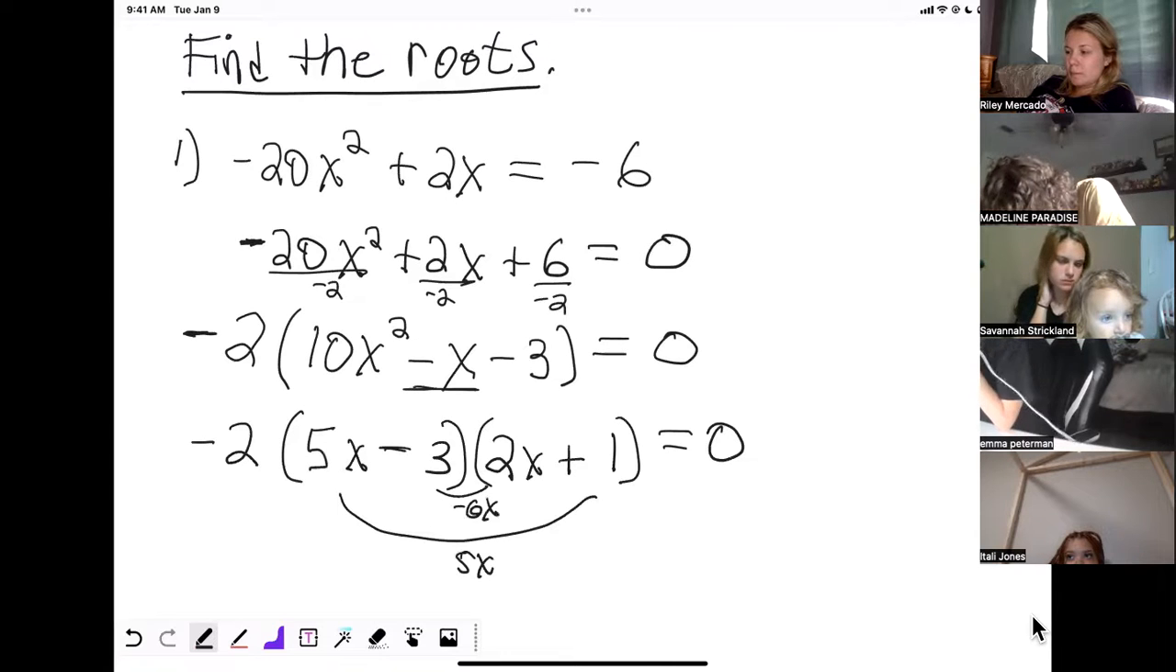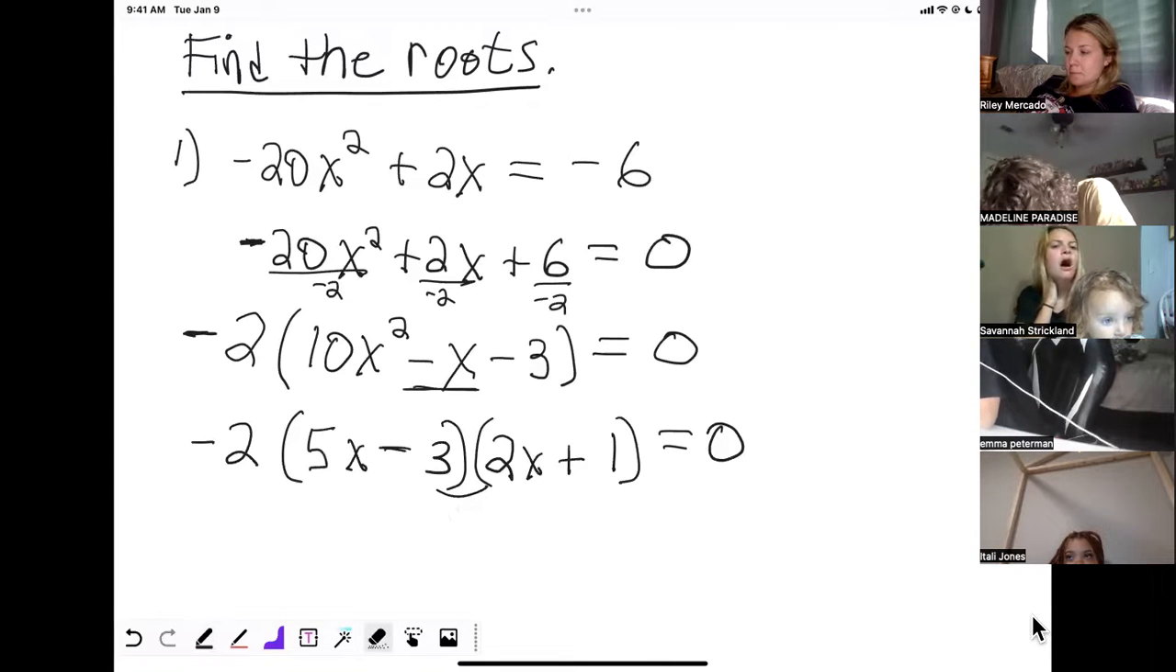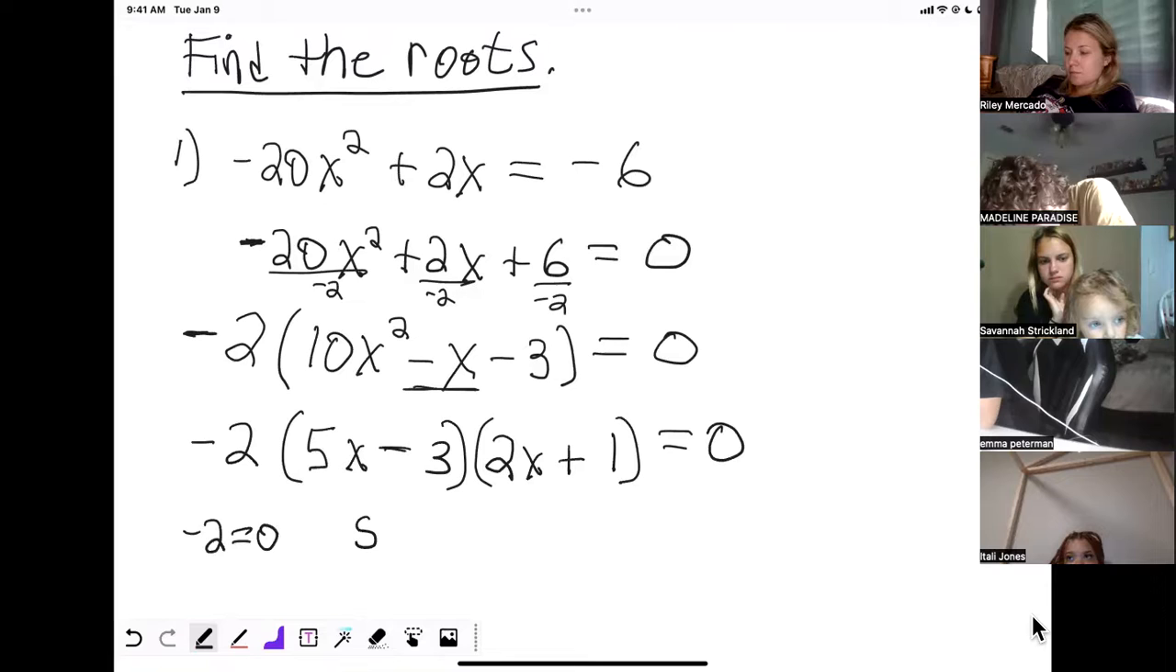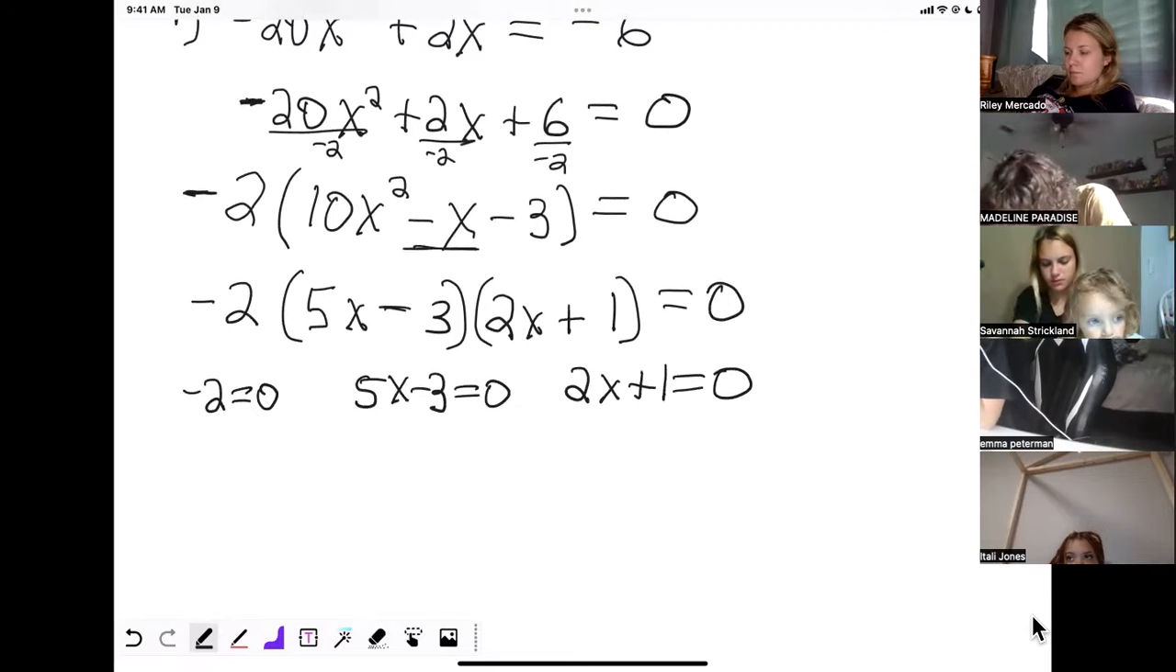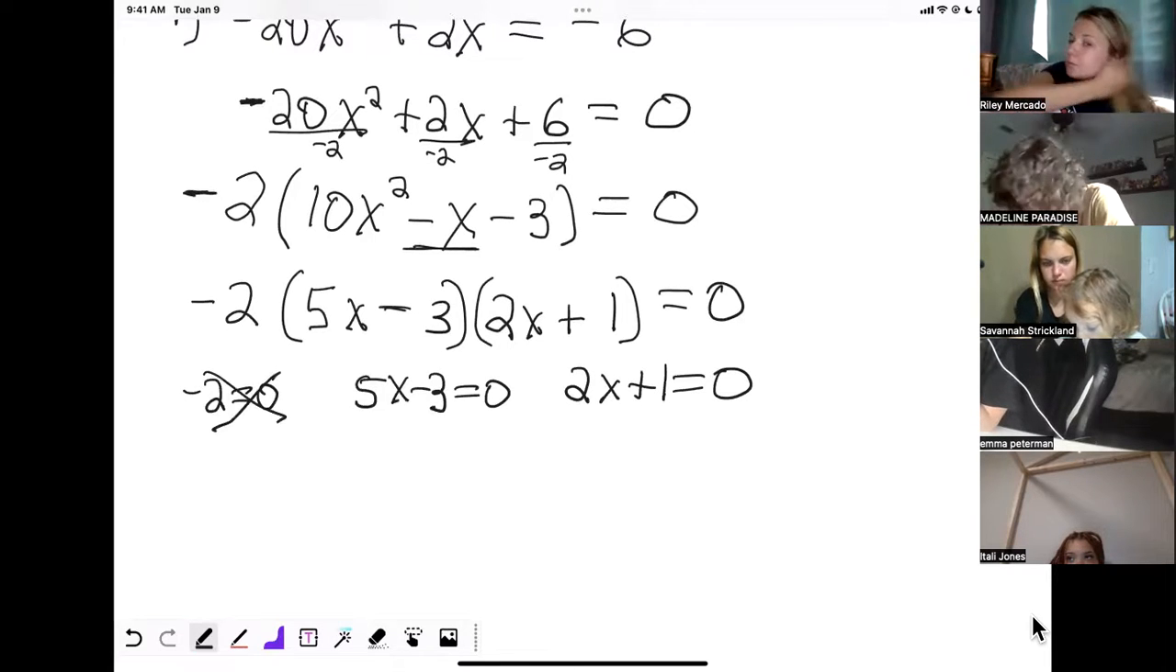Perfect. Now, this one's going to have something different happen, but always set every single thing equal to 0. Negative 2 equals 0. 5x minus 3 equals 0. 2x plus 1 equals 0. And then you're going to go, wait, negative 2 never equals 0, does it? No. So that doesn't count. That's like a fake answer, not happening.